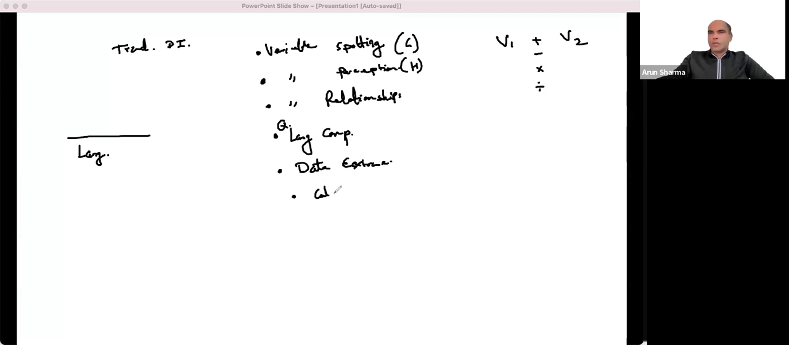And calculations. We have the 6 dimensions, or 6 key skills, that headline traditional data interpretation. A bit about language comprehension. In DI, the language sometimes becomes very complex.